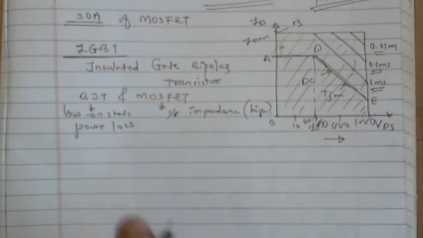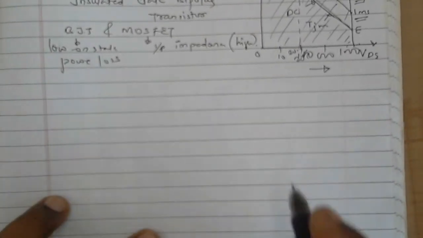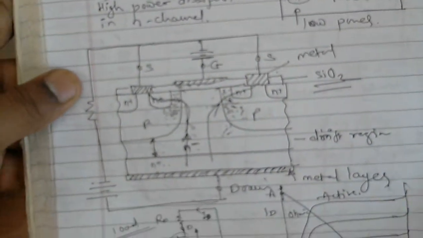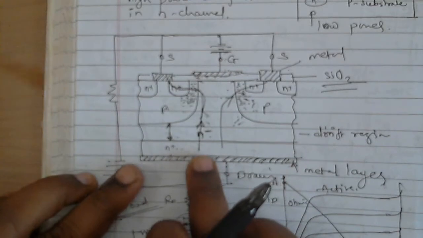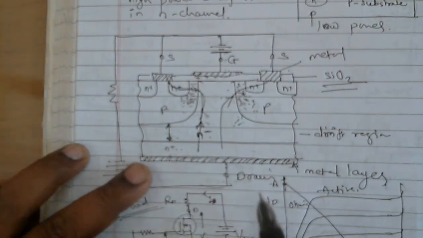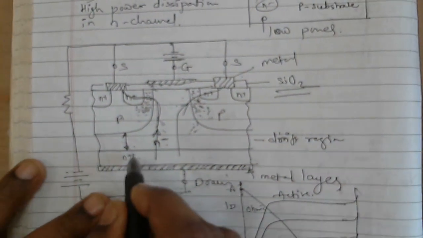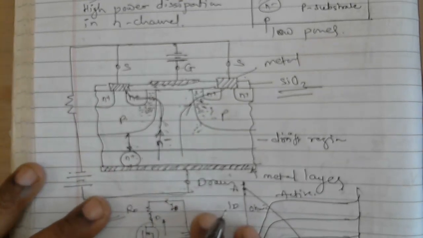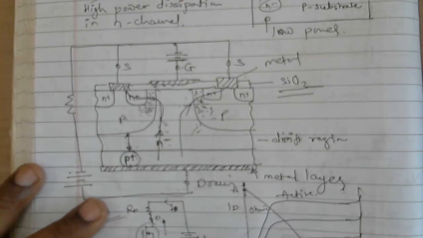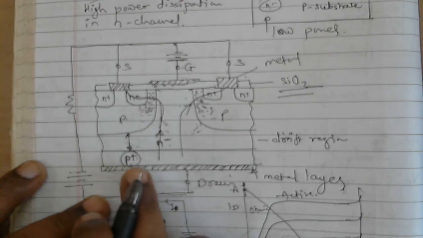Now construction wise, the IGBT is almost similar to the MOSFET. We'll see its difference. I have a drawing of a MOSFET here, and I will explain here so that you can understand the difference. The only difference in an IGBT is that instead of this N plus substrate, we use a P plus substrate.